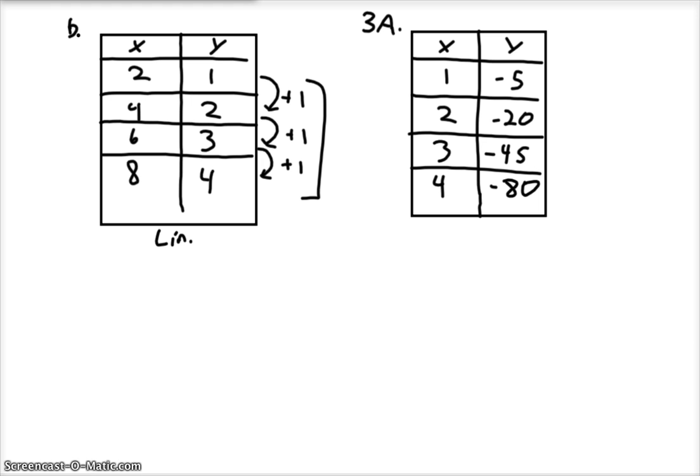So let's take a look over here. As our x's increase by 1, our y's go from -5 to -20, which would be a decrease of 15, so we have -15. When I look at this one, 20 to 45, now I'm at -25. And here, 45 to 80, that would be -35.